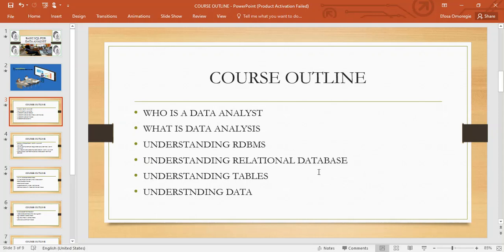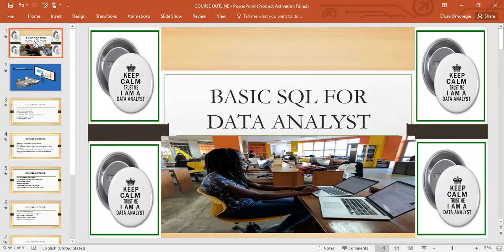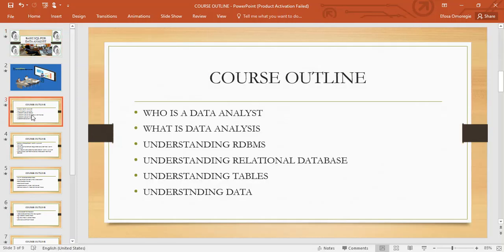And what exactly is data? You see, data is being emphasized everywhere. Who is a data analyst? What is data analysis? Everywhere you see data. And even in the tutorial title as well, basic SQL for data analysis, you can see data here too. So what exactly is data?